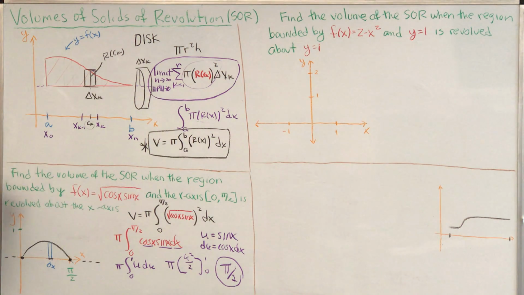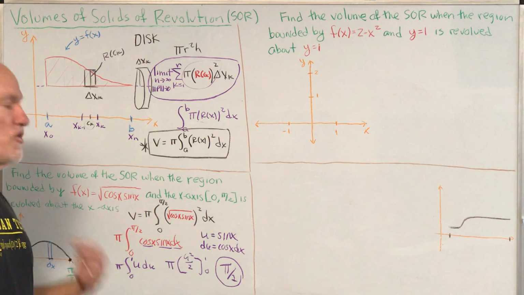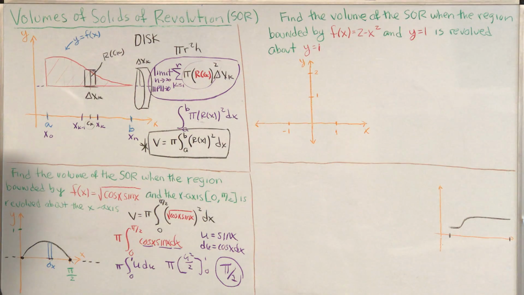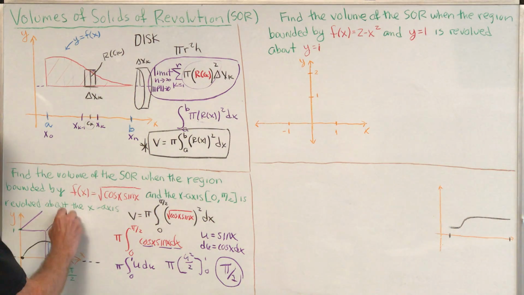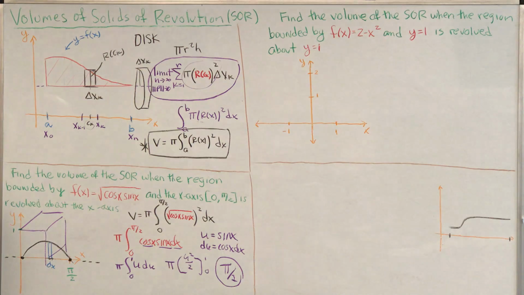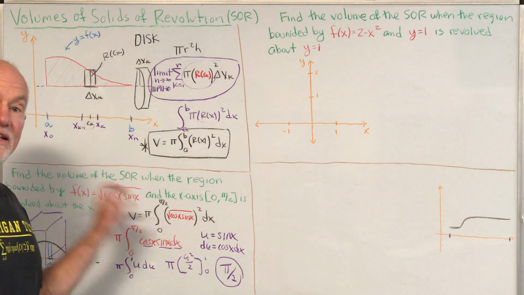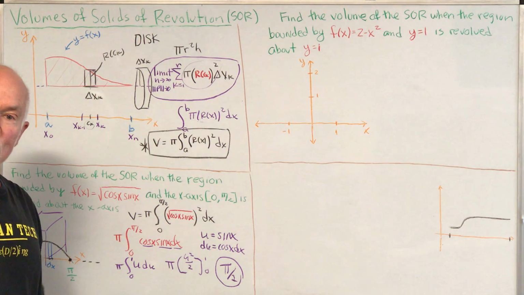So we've done our first volume of a solid of revolution. It would be this many cubic units. And a cubic unit is just, if you took 1 on each side, that would be 1 cubic unit. And we got practice on our u substitutions, which is always a good thing.